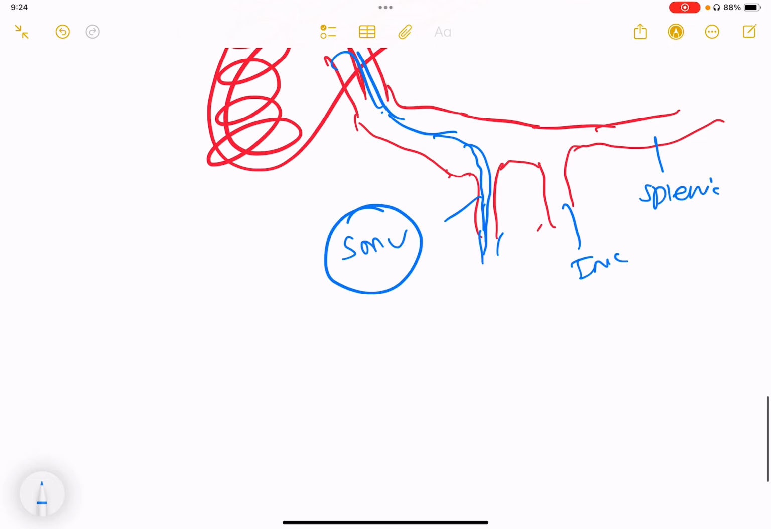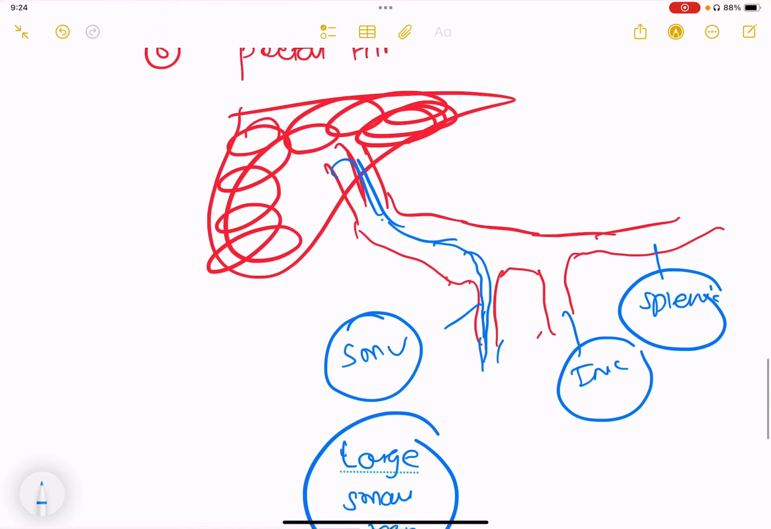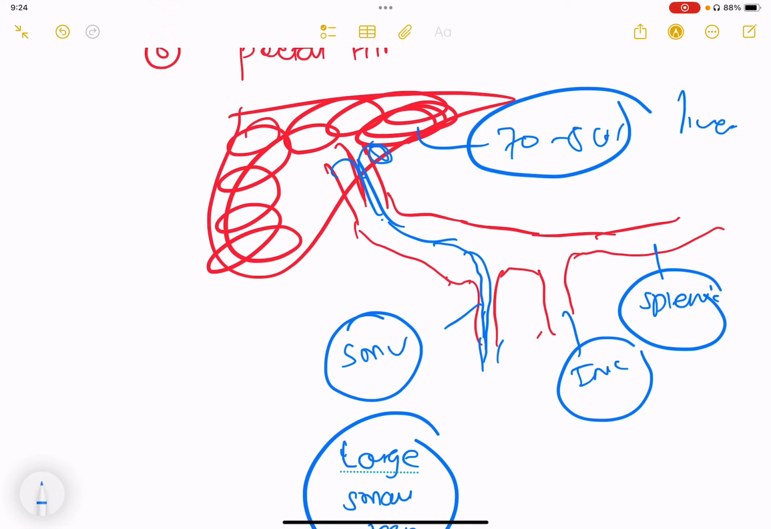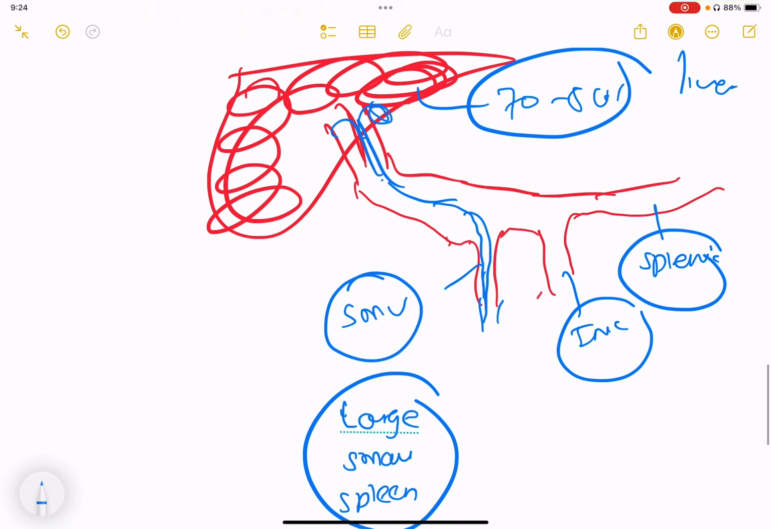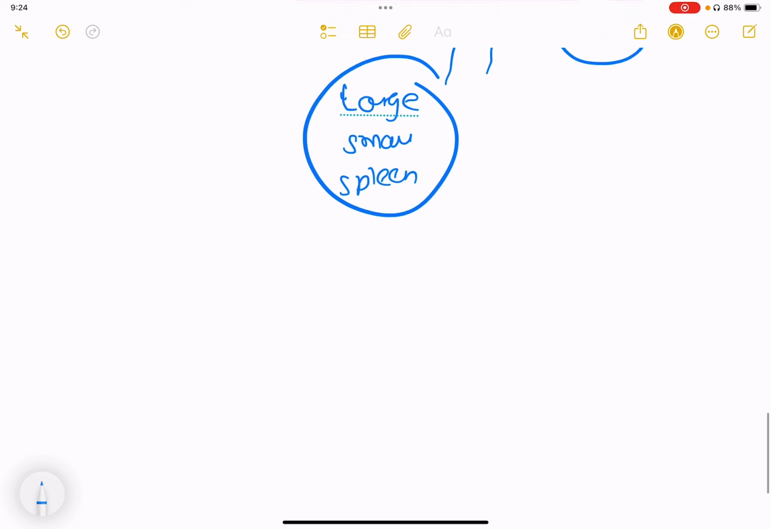So, in short, there will be congestion of the blood not only in the large intestine and the small intestine, but also in the spleen, because of the portal venous hypertension. Around 70 to 80% of blood flow to the liver is through the portal vein, and very little blood flow is through the hepatic arteries. So, as there is significant congestion because of the hypertension in this portal vein, these veins drain the small intestine, large intestine, and spleen.